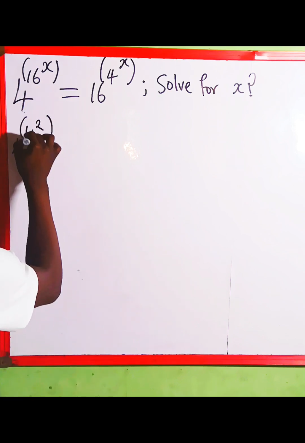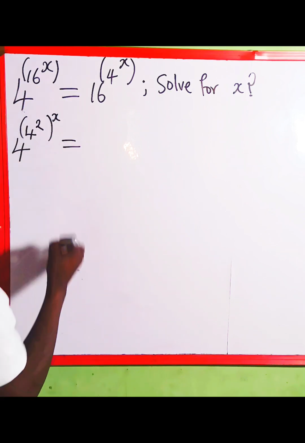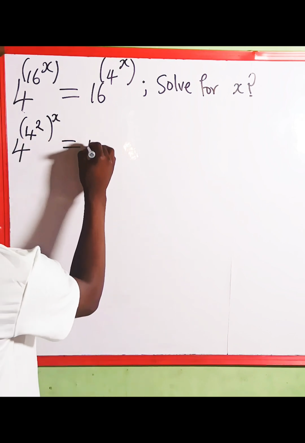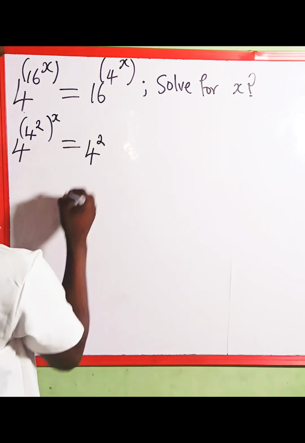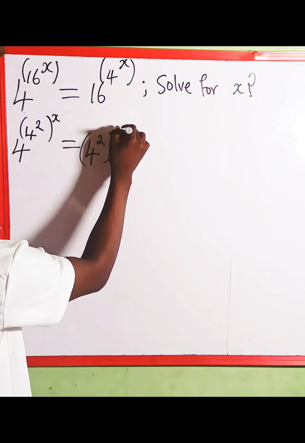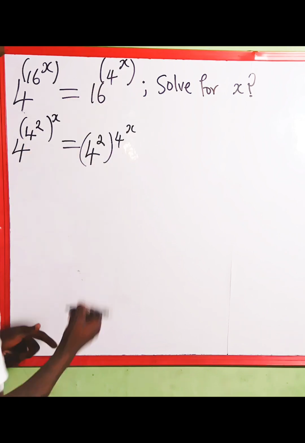And everything raised to the power of x, which is equal to 16 in index form to the base of 4, which is the same as 4 raised to the power of 2. So the whole of this represents 16, and everything raised to the power of 4 to the power of x.